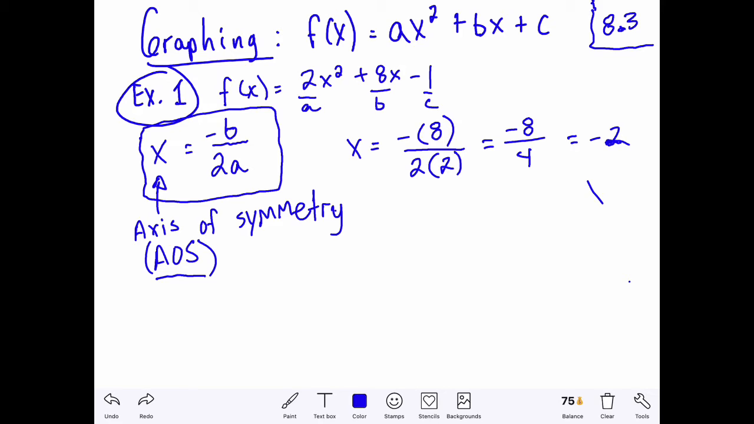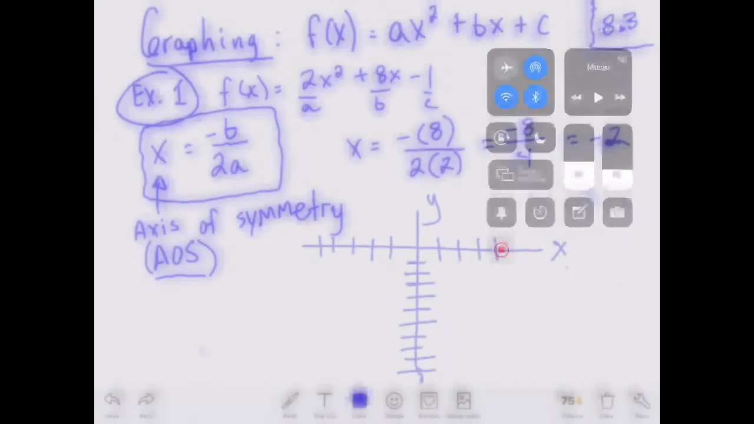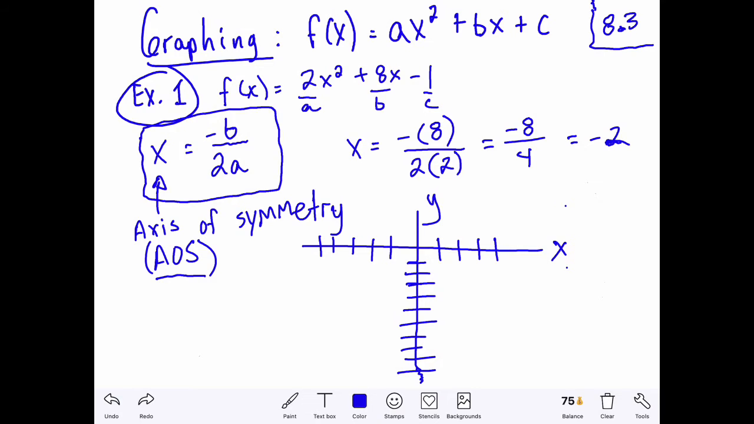All right, so that's our axis of symmetry. And we always want to begin there. And if, say, we were making a graph, we'd want to put that in first. Okay, so once I have that axis of symmetry, that's the first thing I want to dot in on my graph here at x equal to negative 2, which is a vertical line here at negative 2. And we always want to label that my AOS, and that's x equal to negative 2.